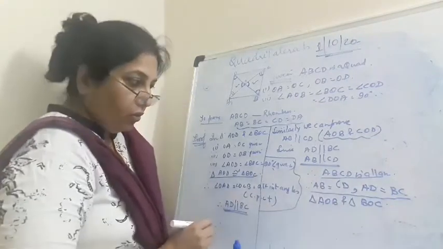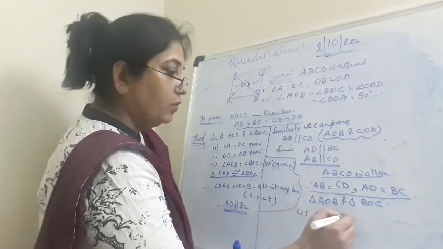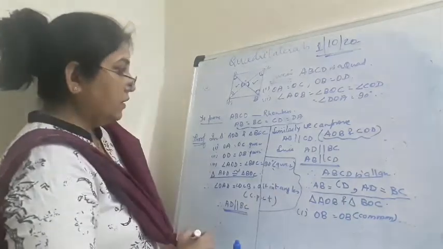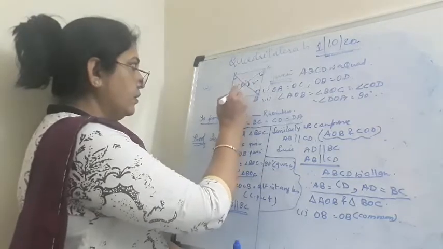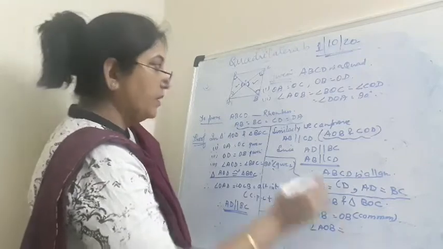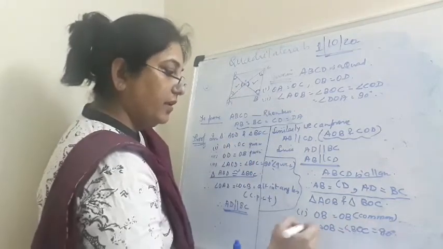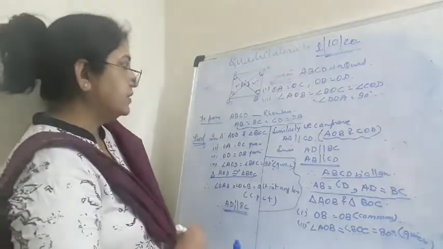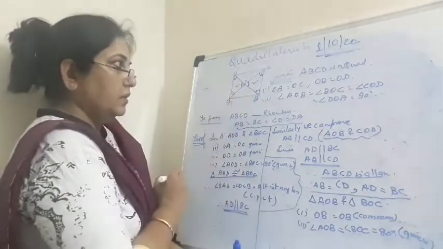Okay. Now AOB and BOC. You can say that OB is equal to OB, common, right? Then angle AOB is equal to angle BOC is equal to 90 degrees, which is given. Yes, and it is a quadrilateral.